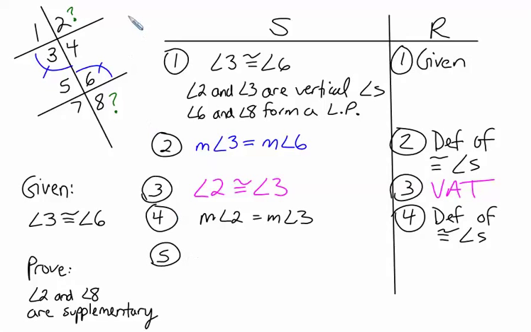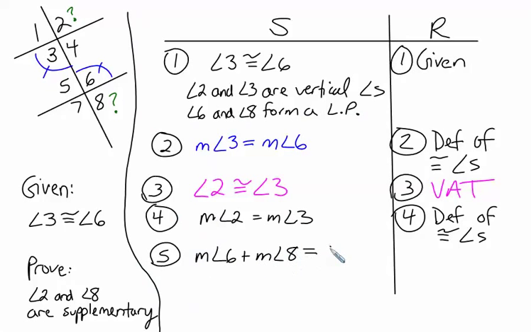Step number 5, as we continue our way through the proof. I still haven't used the fact that angles 6 and 8 form a linear pair. What that means, for the purposes of this proof, is that their angles add up to 180 degrees in measure, which is the definition of a linear pair.